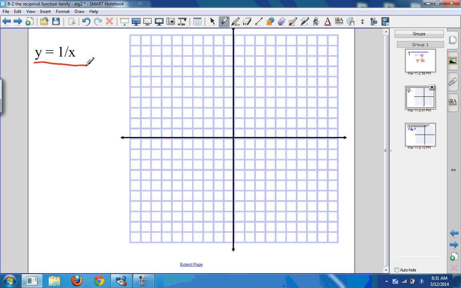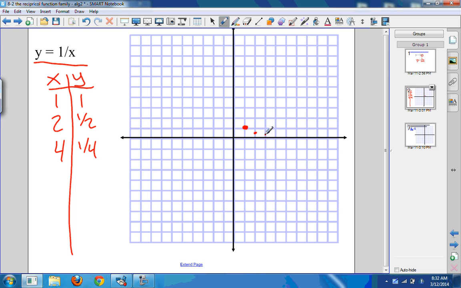Here we have y equals 1 over x. So I'm going to make a table of values before we put it in our calculator to see what this graph is doing, to get to know it a little bit better. Some easy points I can put in. If I put in a 1 for x, then 1 over 1 will equal 1 for y. So the point 1, 1 will be on the graph. If I put in a 2 for x, then y will equal 1 over 2, or 1/2. So 2, 1/2. If I put in, let's say, a 4 for x, I'll get 1 over 4 for y.